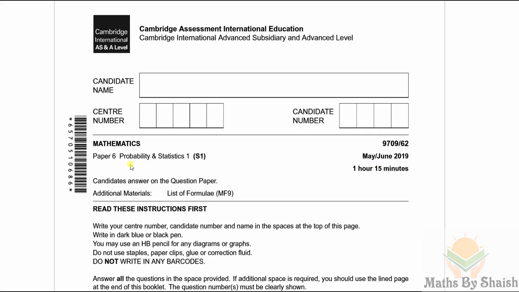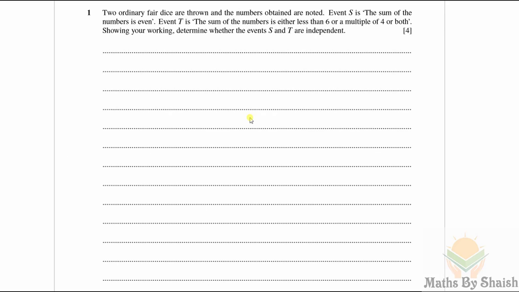Here we are going to solve another past year paper from Probability and Statistics 1, and this paper is from May-June 2019 and the component is 970962. So let's start with the first question. So here's question number 1.